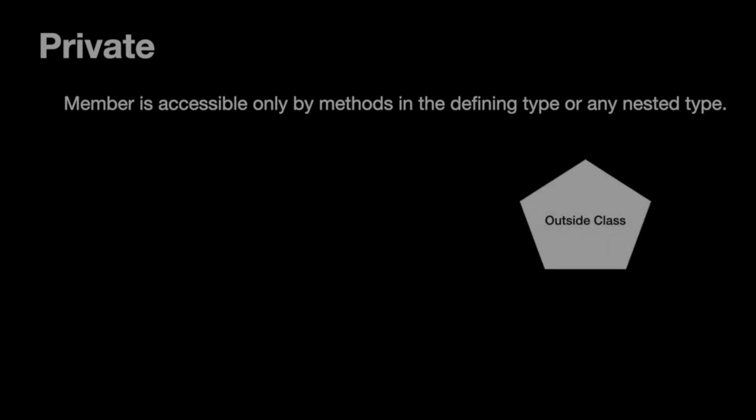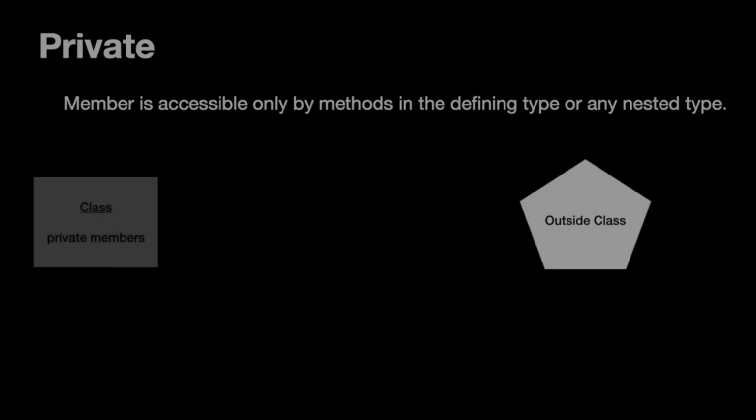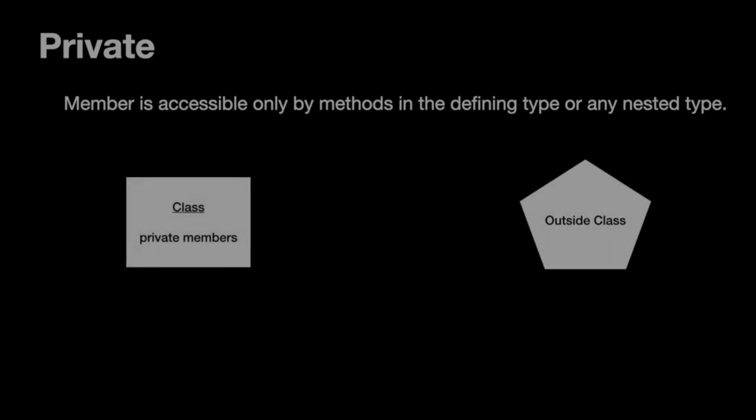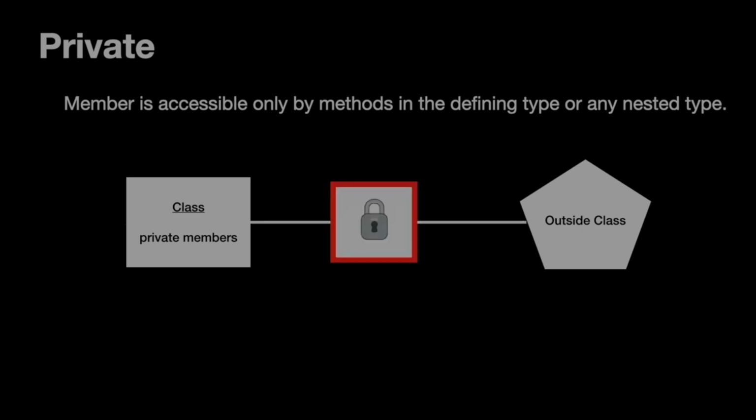As mentioned, we can take an example. We have an outside class and we have one class where some members have been defined as private. The outside class cannot access these private members. This is the meaning of private. As the name says, it is really private to the class.